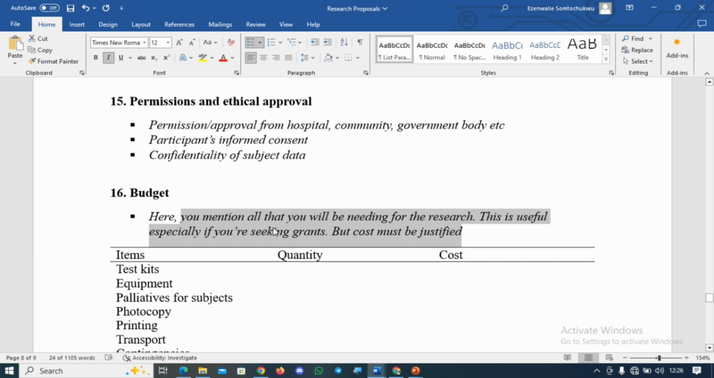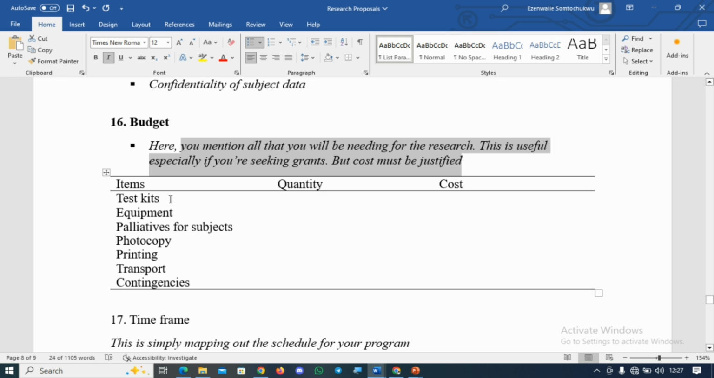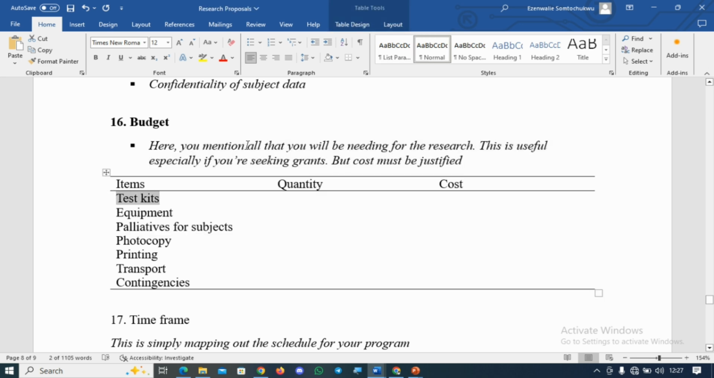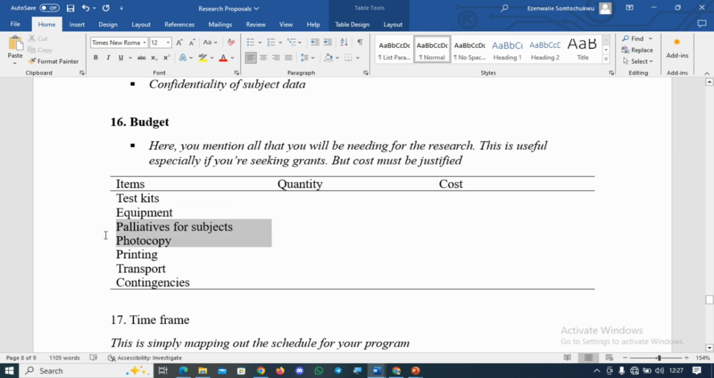For example, you might need a test kit. For us, we use test kits that cost a lot, so we needed to be very specific on the quantity we need, the unit cost, the equipment we need, the palliatives for subjects, the photocopy, the printing, the transport, the contingencies. These are things that should be part of the budget.